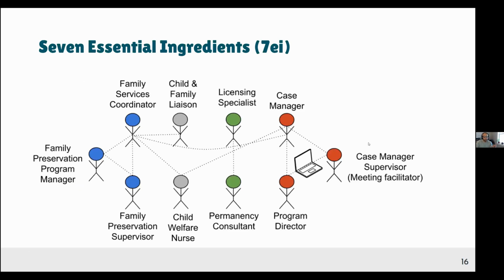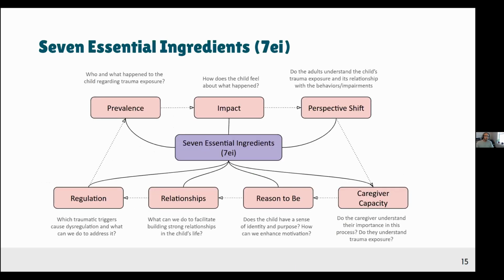The red people are the case management group. The blue people are the family preservation group. Then there are the permanency consultants, family and child liaisons, and then child welfare nurses and licensing specialists also involved in the middle. But back to 7EI. Child welfare staff may not have agency with respect to critical decisions, but they can still help families and prepare them to receive a favorable outcome in court, and that is affecting the critical outcomes of interest.